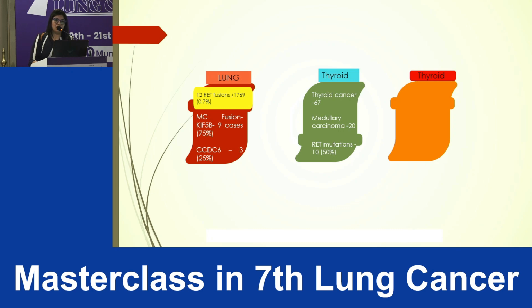In thyroid, out of 350 head and neck tumors, 67 were thyroid. Out of which, among 20 medullary carcinomas, RET mutations were seen in 10 cases. Papillary carcinomas were 15 and RET fusions were seen in 3 cases.